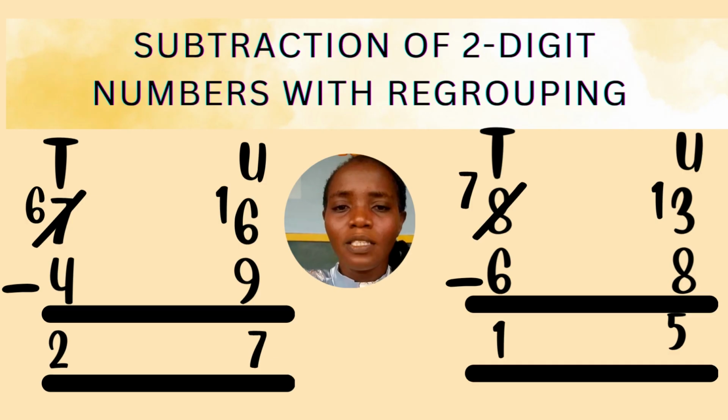And in the tens place, we have 7 left. By the time we count out 7 and take away 6, the answer is 1. Therefore, 83 minus 68 equals 15.